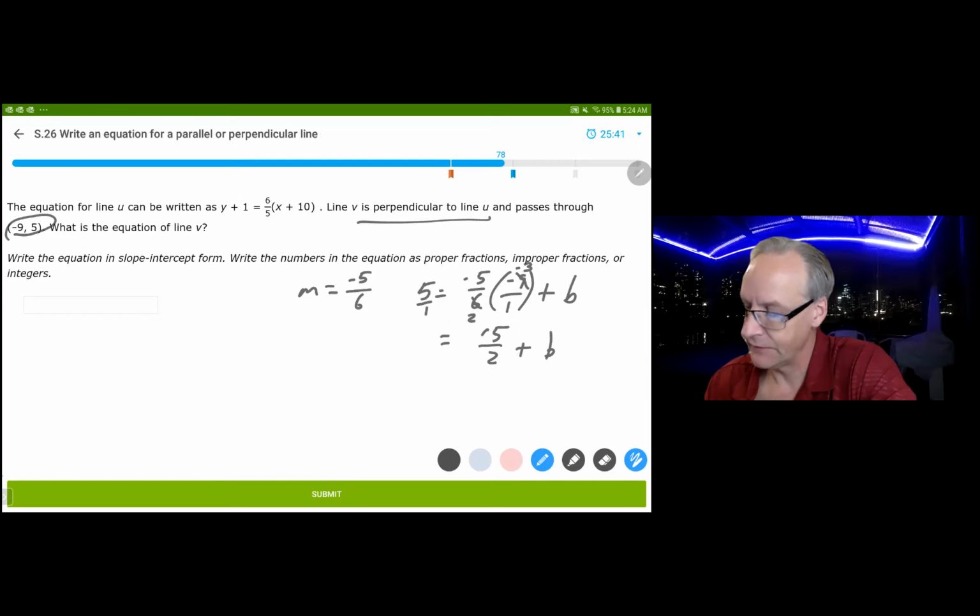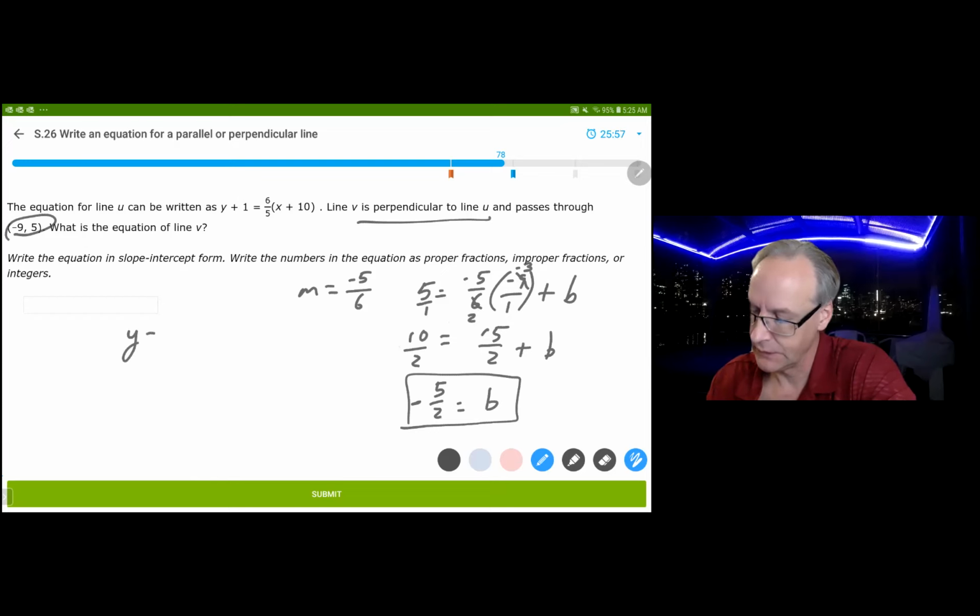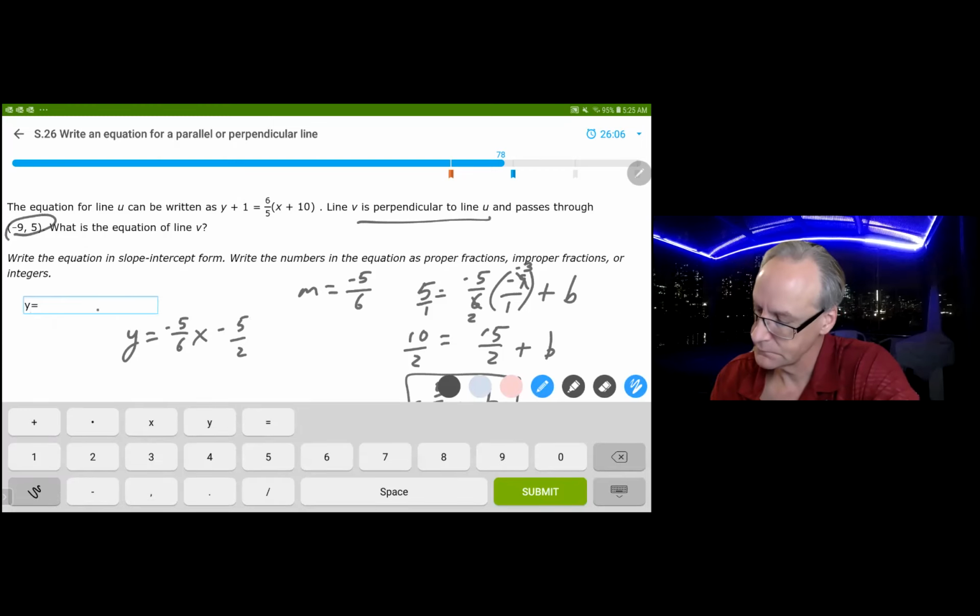Now this is really 5/1, so that's the same as 10/2. And when we subtract the 15/2 from both sides, we're going to get b is equal to -5/2. And if we have our point and our slope and our intercept, we're done. y equals -5/6x minus 5/2. Space, minus 5/2.